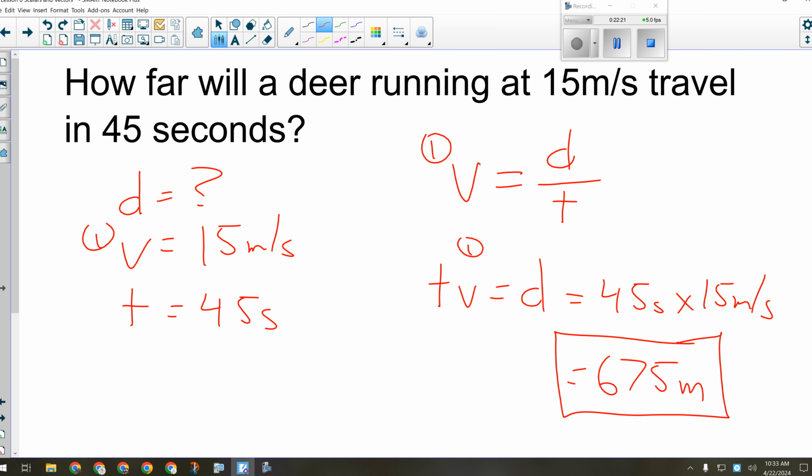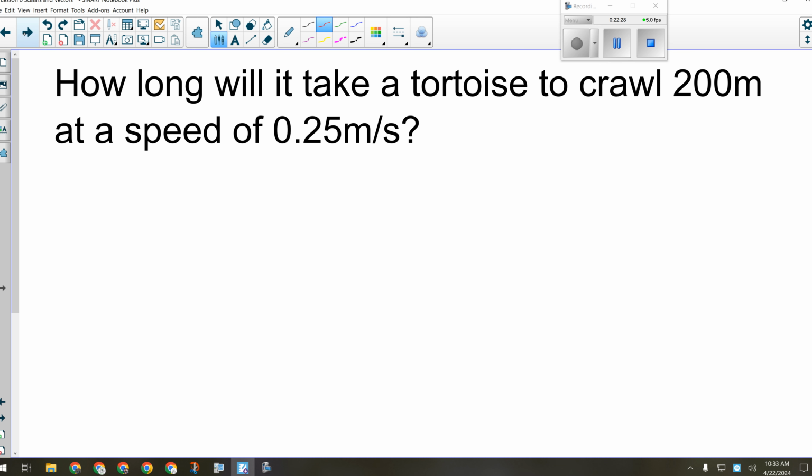Questions on that first one? Okay. All right, try this one then. How long will it take a tortoise to crawl 200 meters at a speed of 0.25 meters per second?